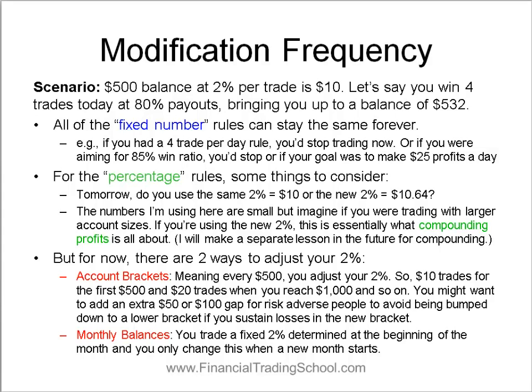Tomorrow, do you use the same 2% as today, which is $10, or do you use the new 2%, which is $10.64? The numbers I'm using here are small, but imagine if you were trading larger accounts, so it would be a big difference. So if you're using the new 2%, this is essentially what compounding profits is all about. And I'll make a separate lesson in the future for compounding profits. But for now, there are 2 ways to adjust your 2%. Account brackets and monthly balances.